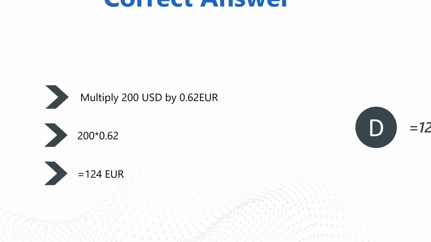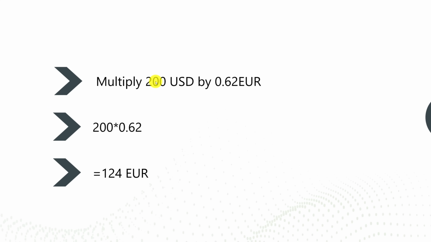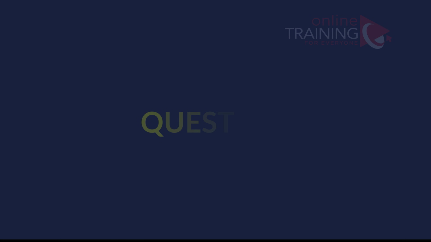Let's recap. To answer this question, you need to multiply 200 by 0.62, which is the equivalent of 124. So choice D is the right answer. I'm pretty sure you nailed this question.